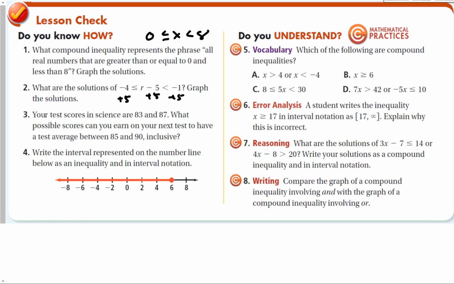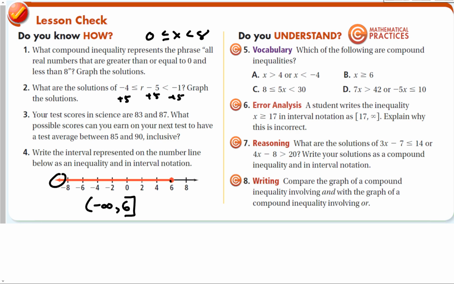We have 3 scores now instead of 4. So it's going to be 83 plus 87 plus x, divided by 3, and we put 85 on one side, 90 on the other. If you work this out, you should get between 85 and 100. The interval here goes forever, so it's negative infinity to 6 with a bracket because it says or equal to.